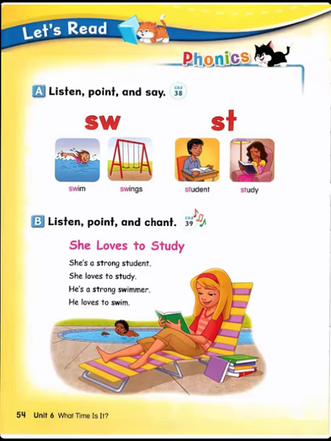Page 54. B. Listen, point, and chant. She loves to study. She's a strong student. She loves to study. He's a strong swimmer. He loves to swim. She's a strong student. She loves to study. He's a strong swimmer. He loves to swim.